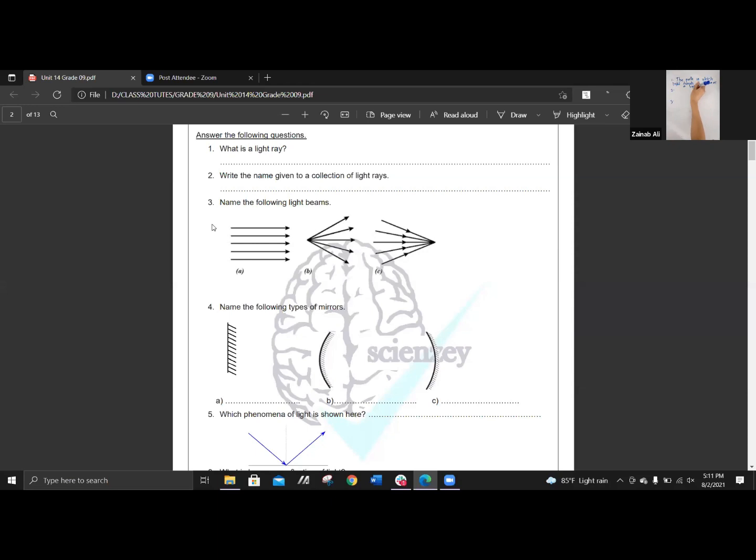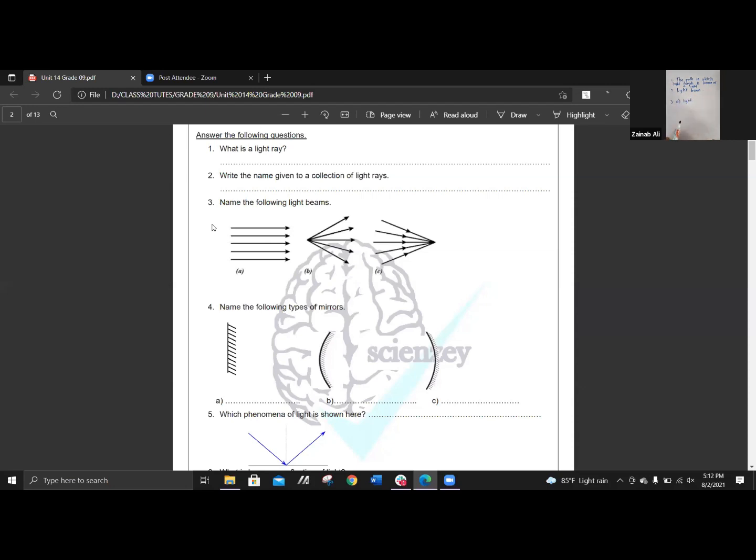So the second question, anyone who can answer the second one? Yes, Nahma, can you answer the second one? Light beam. Very good. So the collection of light rays, you call it a light beam. Third one, Tasneem Akram, can you answer the third one? Third A, what is it? Light beam. Yes, third A is a light beam.